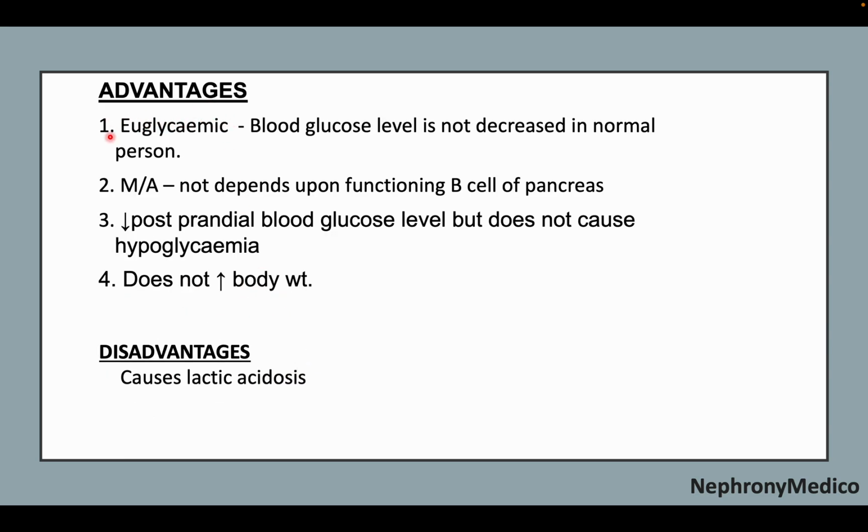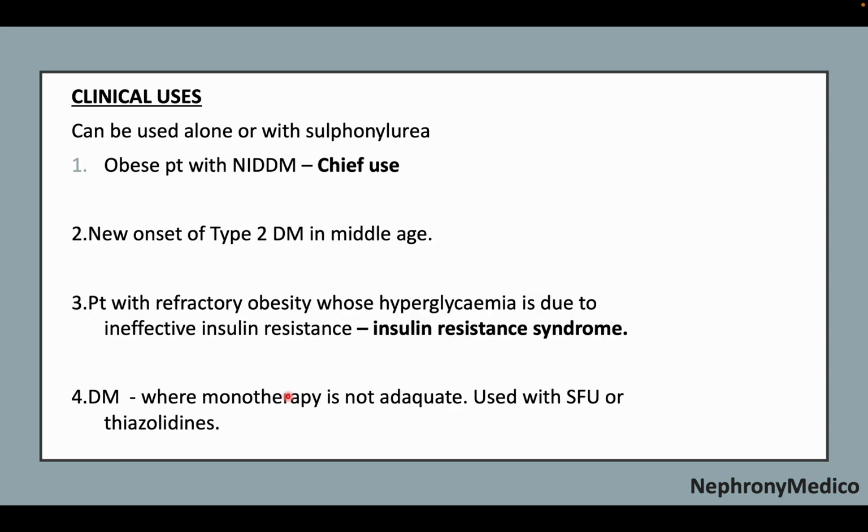Advantages include that this is euglycemic. It does not depend upon the functioning of the beta cells of the pancreas, and there is reduced postprandial blood glucose level, but it does not cause hypoglycemia and does not increase body weight. The disadvantage is that it causes lactic acidosis.